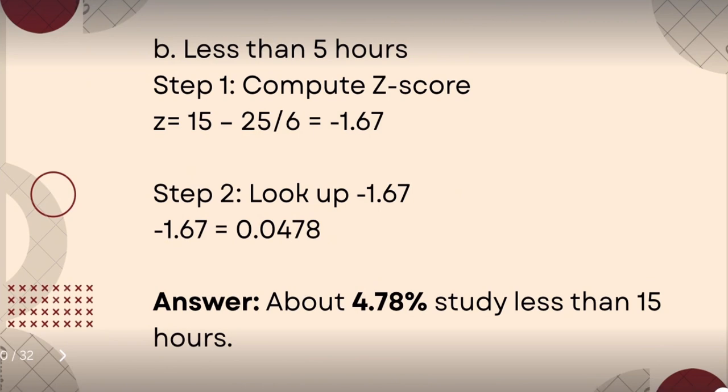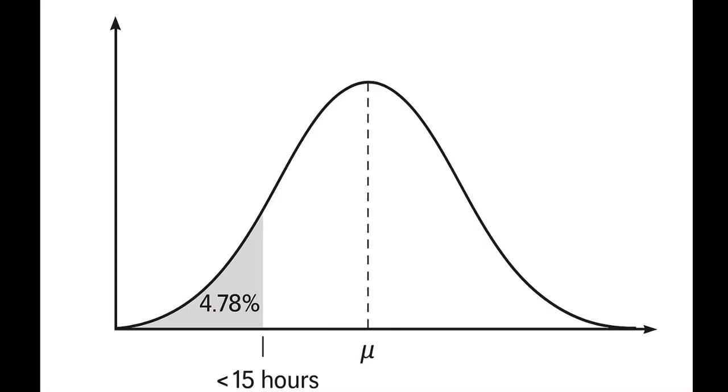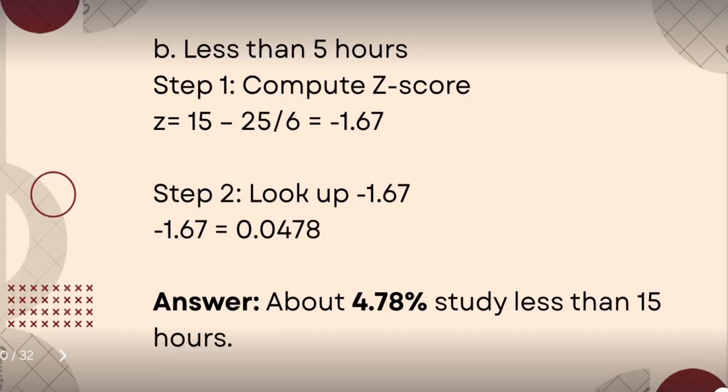negative, positive, wala, same lang sila pag tiningnan mo sila sa z-table. Kahit positive or negative yan, isa lang pa din yung answer. So, negative 1.67 is equals to 0.0478. And with that, the answer is about 4.78% study less than 15 hours. So, ayan daw yung bilang ng student na nag-study less than 15 hours.